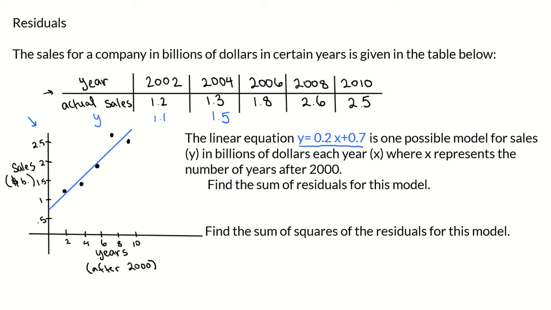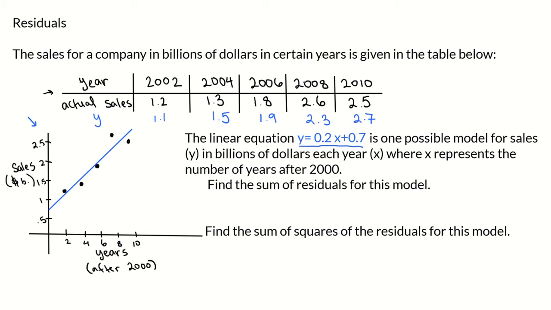And continuing, the y value for x equals 6 would be 1.9. The y value for x equals 8 would be 2.3. And for x equals 10 would be 2.7. So these values in blue are the predicted sales values based on this linear equation. So now to find the sum of residuals, we determine how far away these predicted values, these y values, are from the actual sales in the table. You can do this from a table or you can do it from the graph.